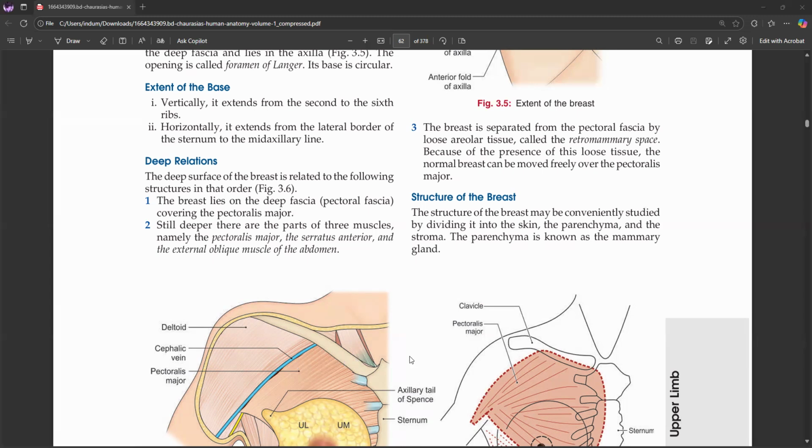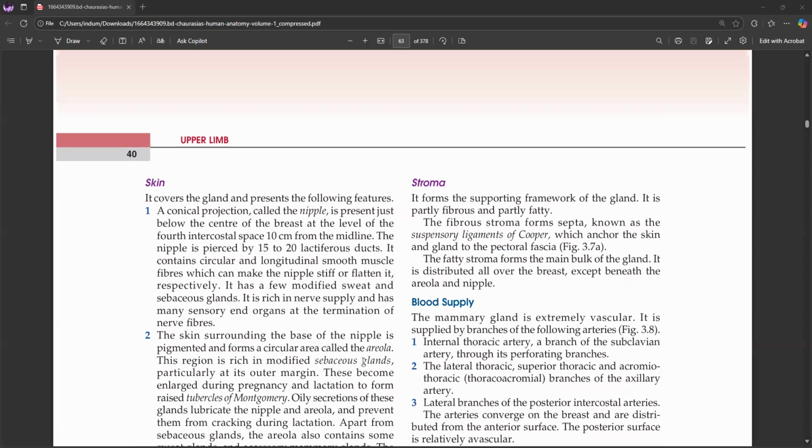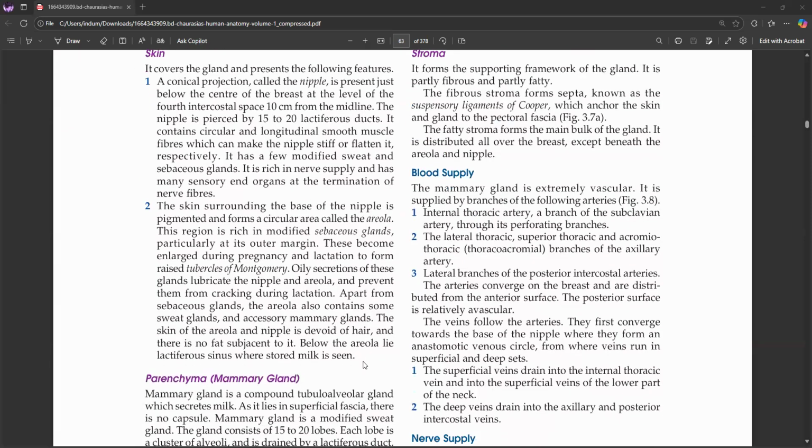Structure of the breast. The structure of the breast may be conveniently studied by dividing it into the skin, the parenchyma, and the stroma. The parenchyma is known as the mammary gland. Skin. It covers the gland and presents the following features.